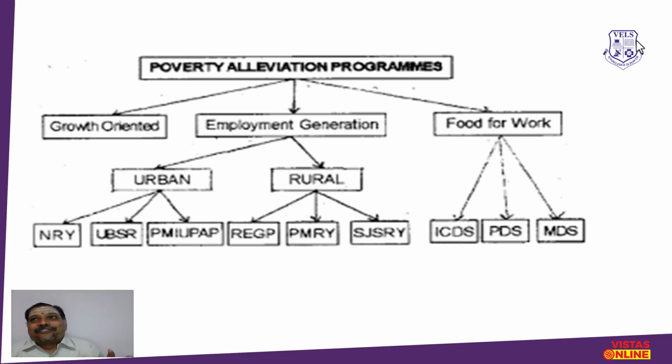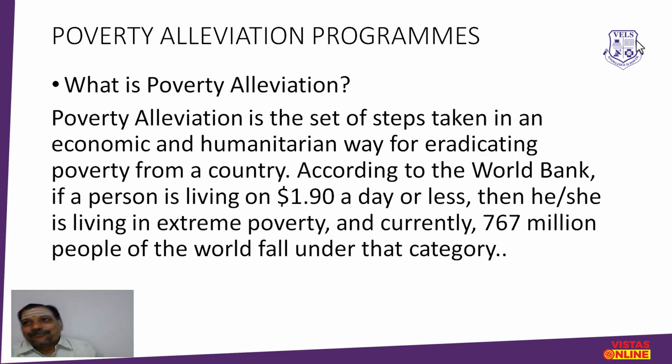So the government of India initially, after independence, for 30 years concentrated on improving economic growth. Then their strategy changed. They tried to increase employment opportunities, not only in urban but also in rural areas. For that, they implemented many schemes, and simultaneously they introduced many schemes to provide food. Let us discuss some important schemes implemented by the Government of India.